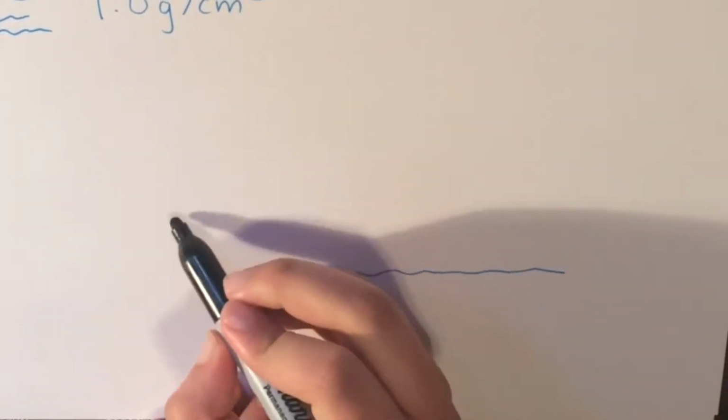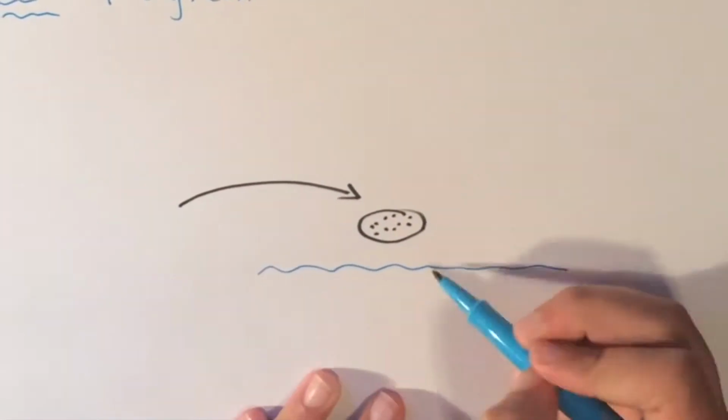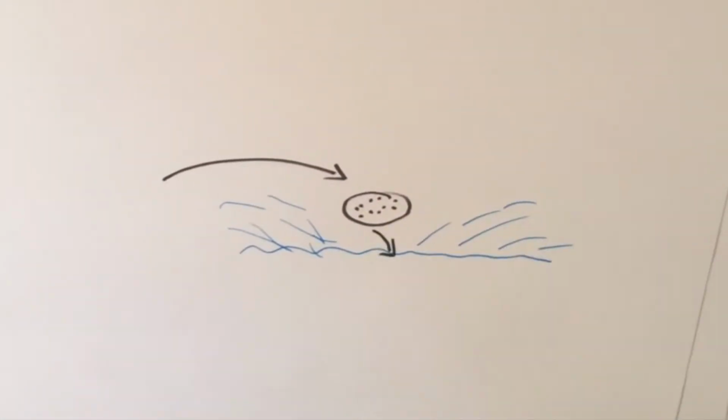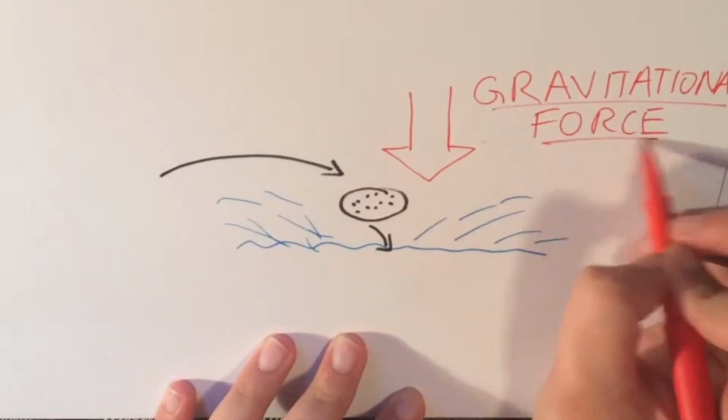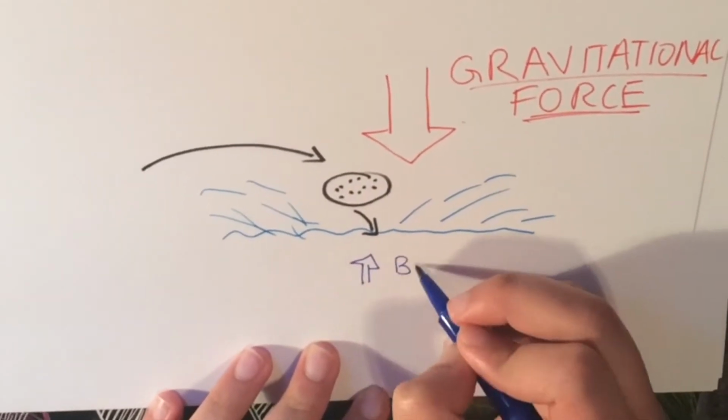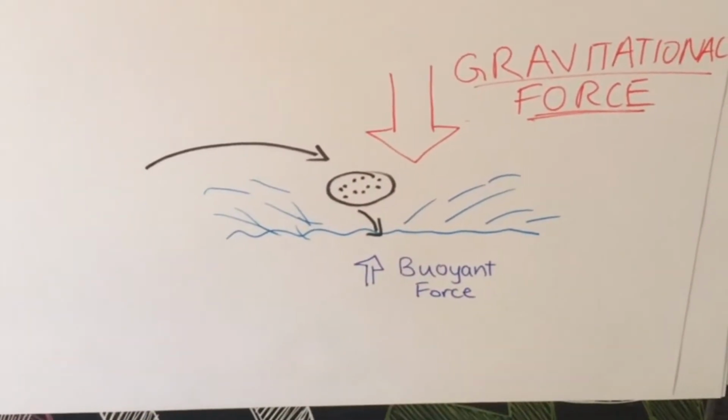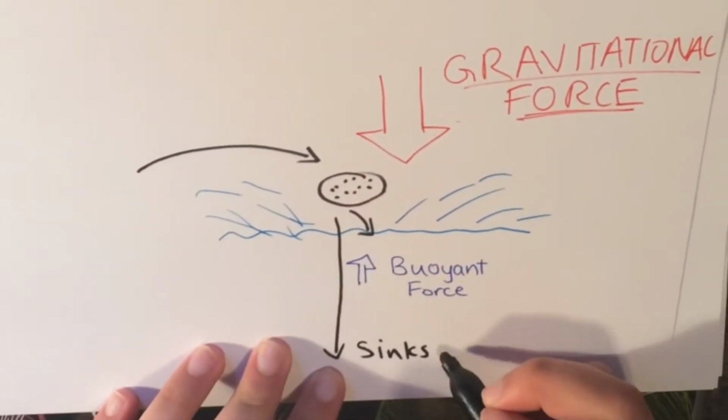So, when you throw a rock in water, the gravitational force is greater than the buoyant force, making the rock sink. In order for the rock to float, it would have to displace a very large amount of water in order to have a greater buoyant force than the gravitational force.